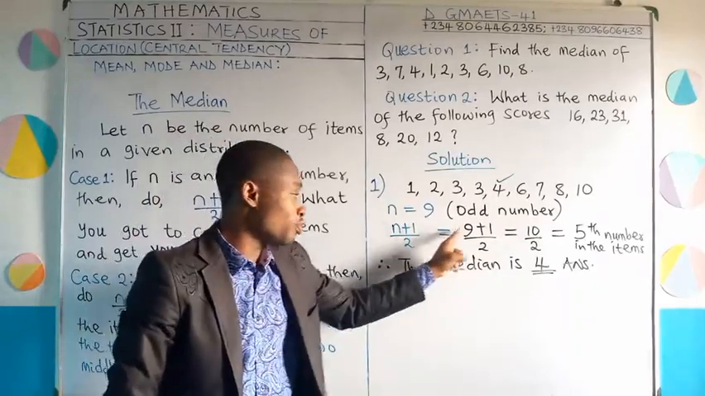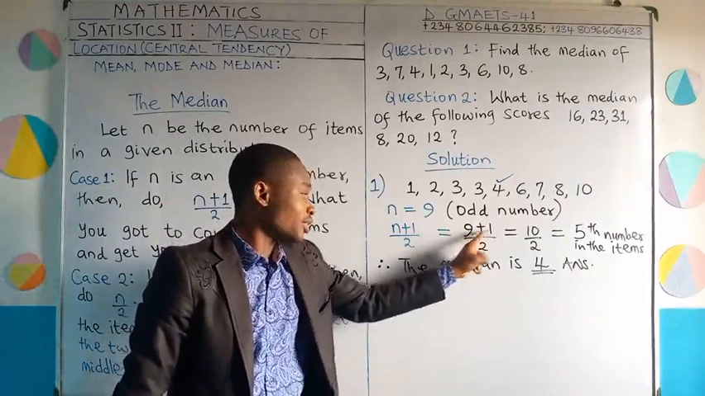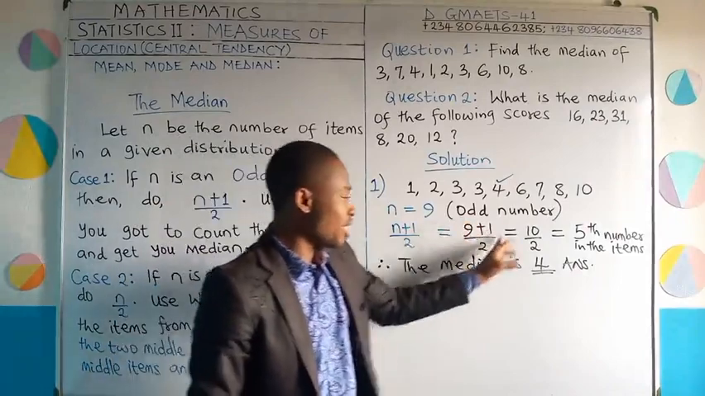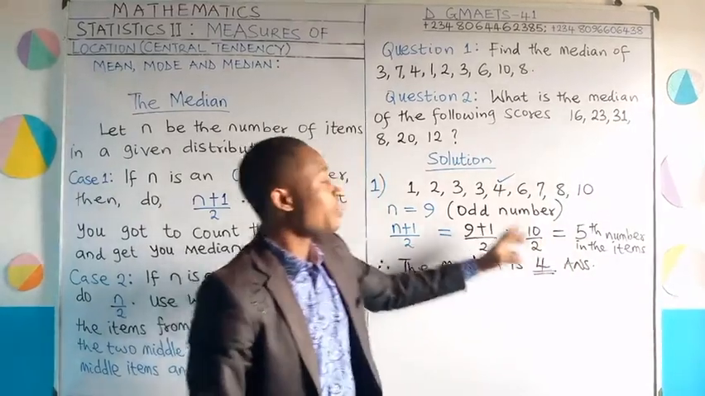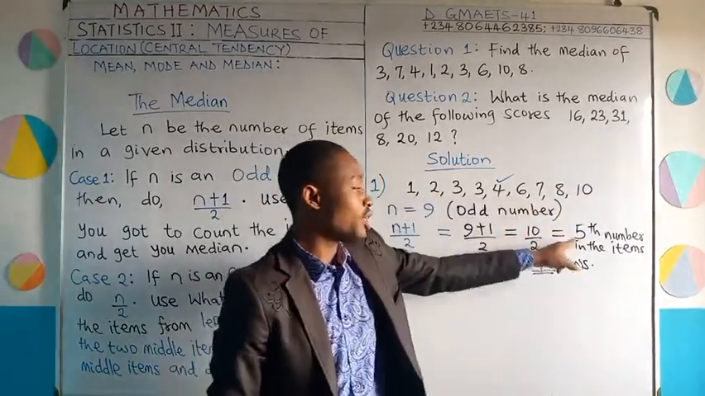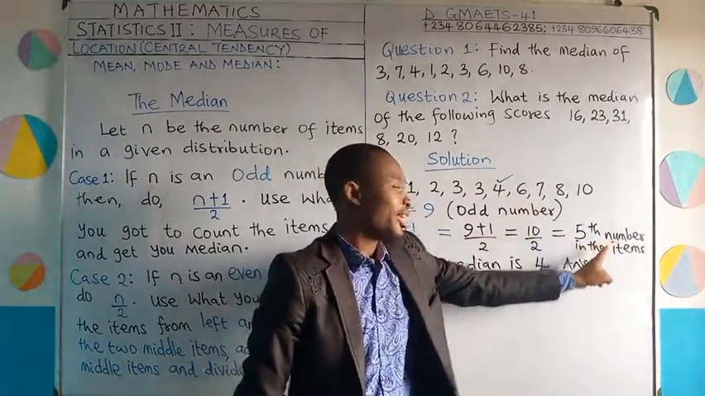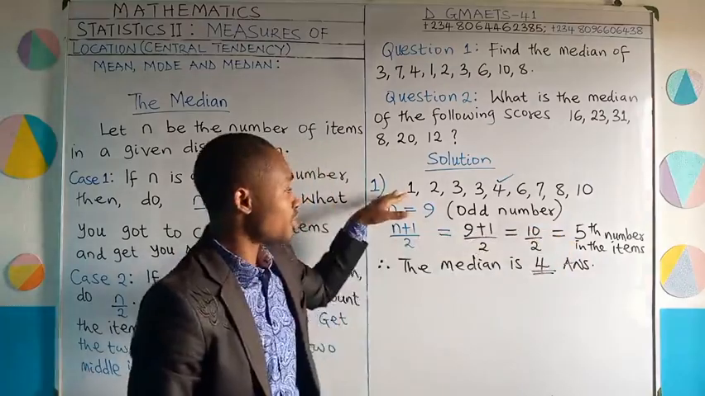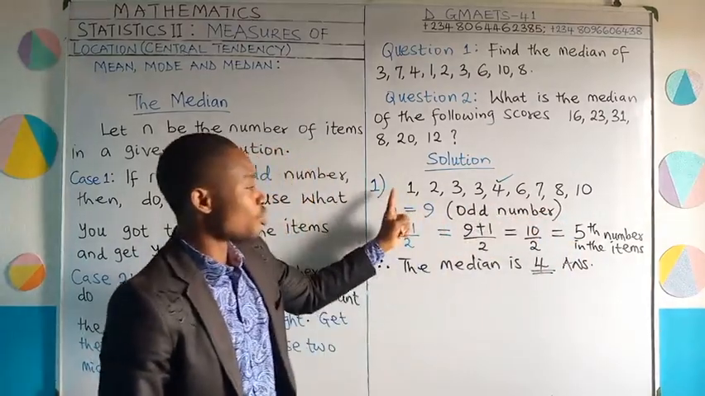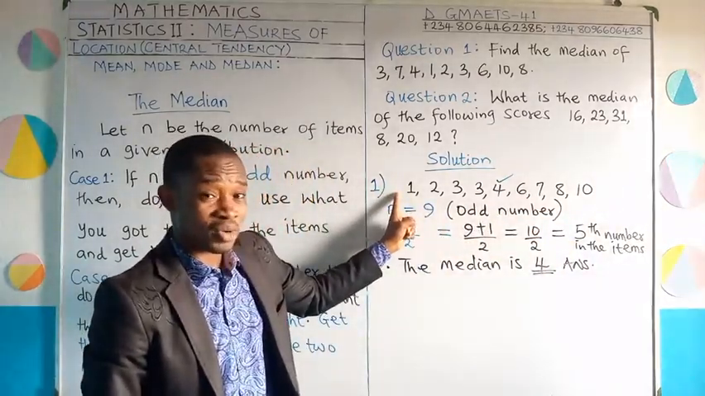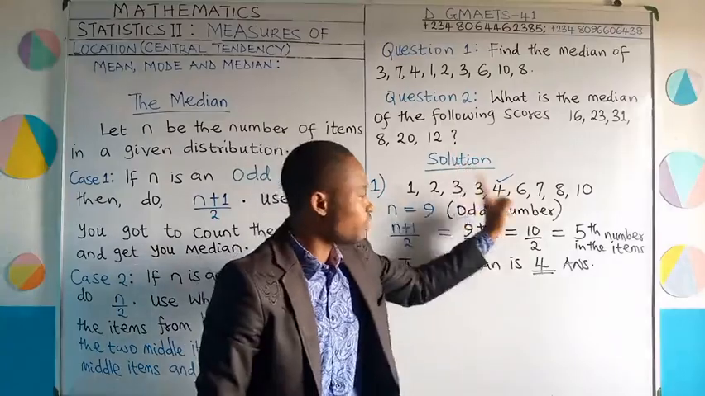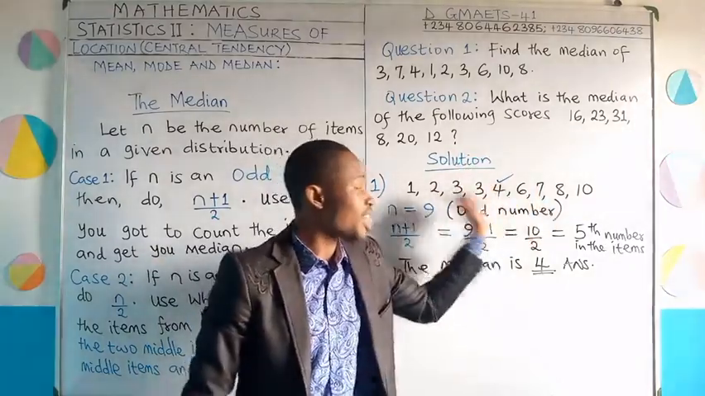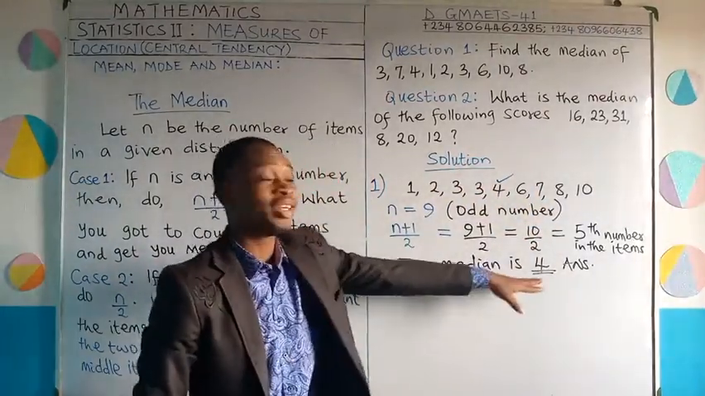Look at it. N is 9, so you do substitution. In place of n, you put 9 plus 1. Then divide it by 2. Doing this calculation, you get 10 over 2. 10 over 2 is 5. It simply means that the median of this distribution is the fifth number in the items, that is in the distribution, the fifth number. Simply go to the distribution. You have arranged them already, from lowest to highest. So you count. The fifth number in that distribution is our median, and it gave us 4.